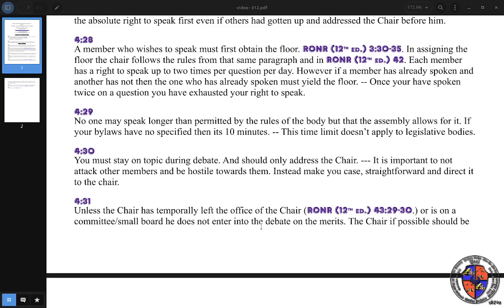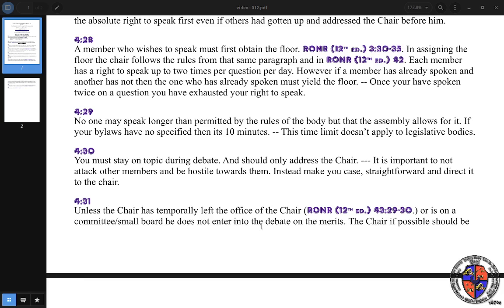Now, you must stay on topic during a debate. And you only address the chair. So I don't say, well, George over there in his argument said this. No, I say, Mr. Chair, it's my belief that it is a bad idea to adopt the proposal to have a dance on Saturday, because we already have another scheduled event. You don't attack George, you don't attack any other members, you speak to the chair, you speak respectfully. That's how you keep order in a body, and you keep it from having civil wars, essentially.